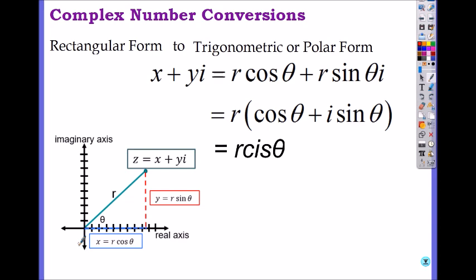So from rectangular form, which is x plus yi, equals, what is x? R cosine theta plus i, the imaginary number, times y. What is y? R sine theta. So you have r in common, so you can take out r. So it's r times, parentheses, cosine theta plus i sine theta. That's polar form. And a lot of times, we just simplify it and write r cis theta, where cis is cosine plus i sine. So we can save lots of lead and ink.